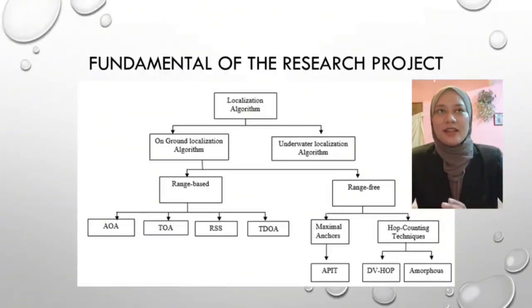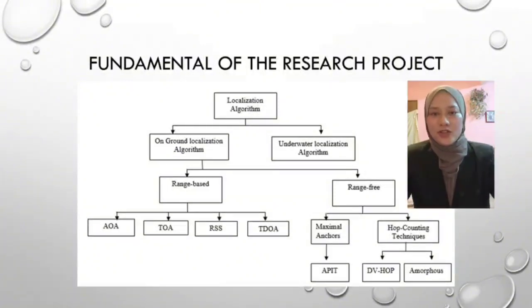AOA is a technique that allows each sensor to evaluate the corresponding angle between the received signal. TOA is used to determine the distance between a mobile station and the nearby synchronization base station. RSS indicator is applied to translate the signal strength into distance. TDOA uses the time difference of reception of signal. TDOA is chosen as it offers higher accuracy localization than other methods in low noise environment.